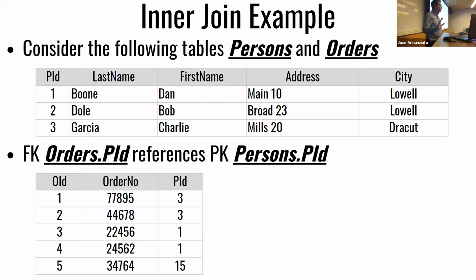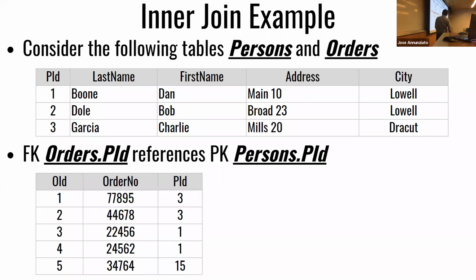So first, let's look at the inner join. Here we have three folks, a couple of orders, and we have Boone, Dole, and Garcia. We have PIDs, person IDs, 1, 2, 3, and here are their orders. We see that they were generated by 2 by Garcia, 2 by Boone, and 15 is a foreign key of a person that doesn't exist.